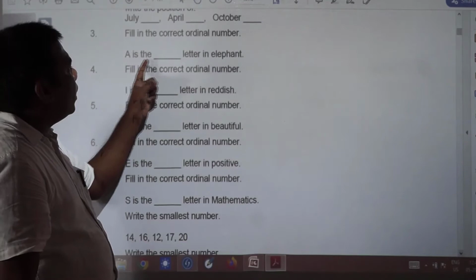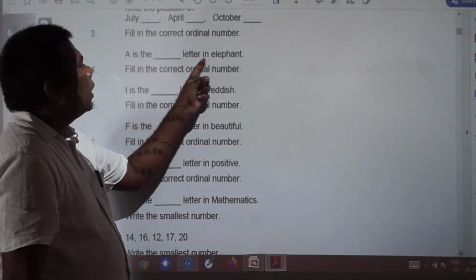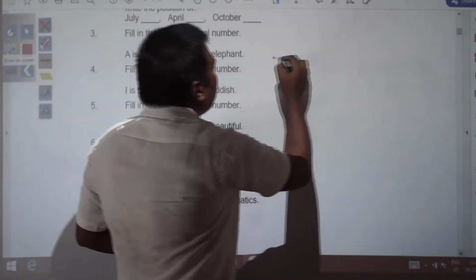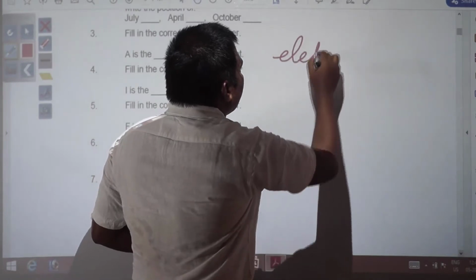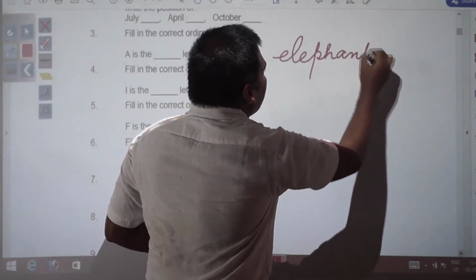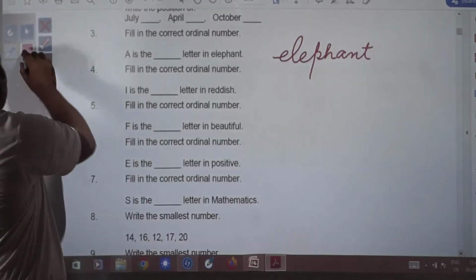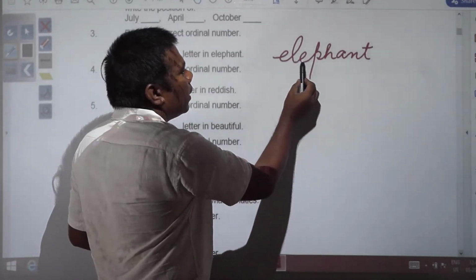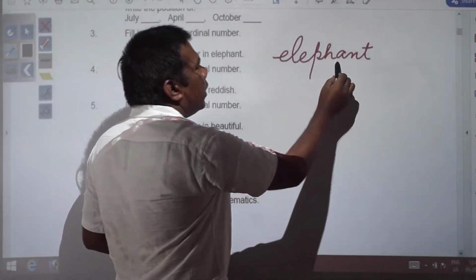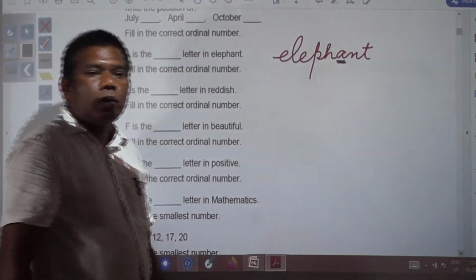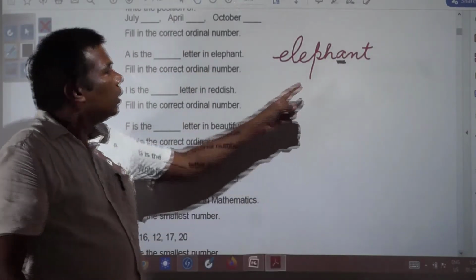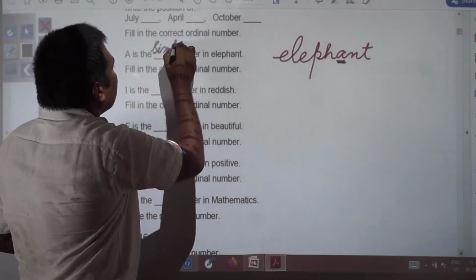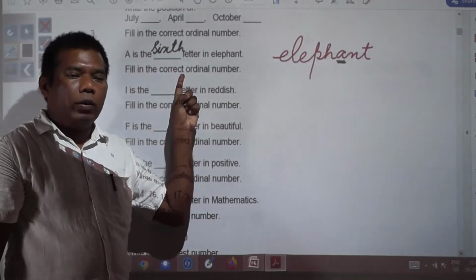A is the which letter in elephant? So just you see, it has been written what? Elephant. E L E P H A N T. Now you find out in which place you have A. First, second, third, fourth, fifth and this is what? Sixth. So in which position is it? Sixth position. So it should be written sixth like this. In proper way, in cursive writing you need to write.